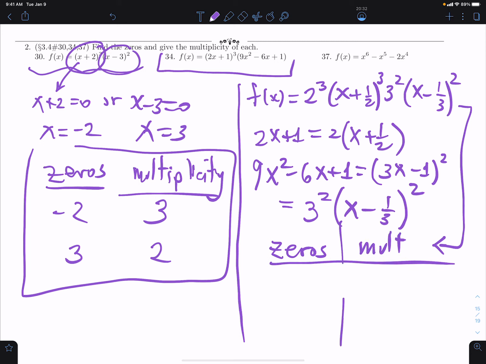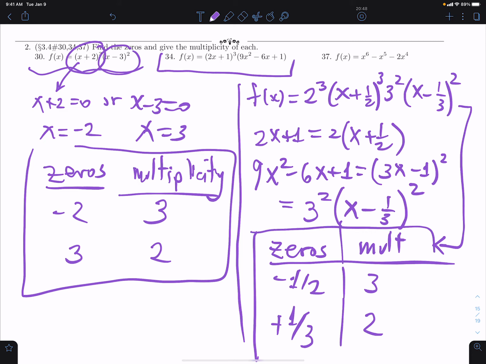The zero and the multiplicity, well, you can see that negative 1/2 is a zero, and that factor is raised to the third power, so it has multiplicity 3, and positive 1/3 is raised to the second power, so that has multiplicity 2. So you may have to do some factoring and solving to find this, and we're going to see that that's even more the case in 37.